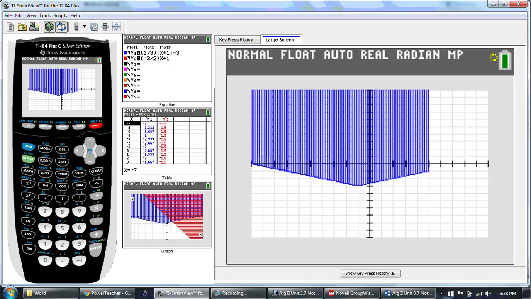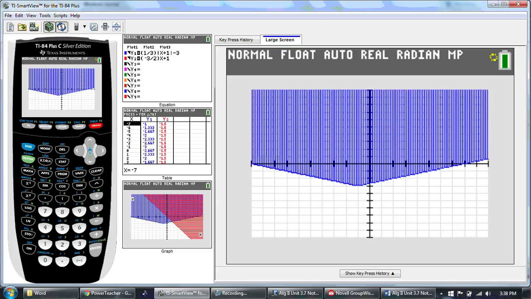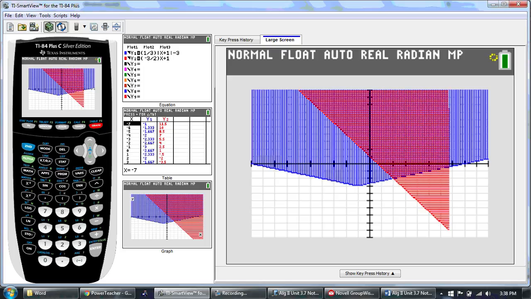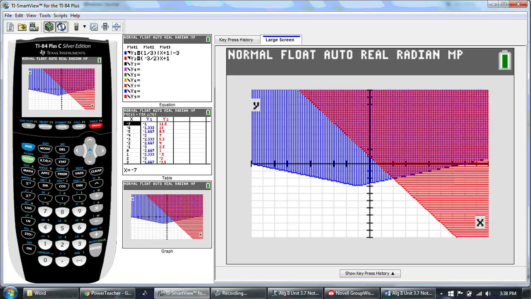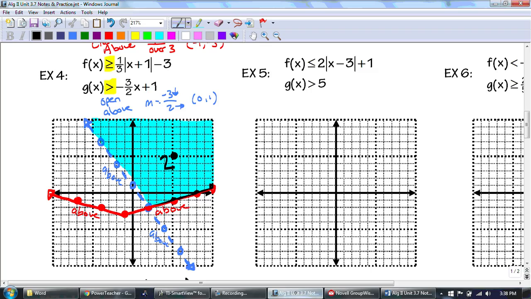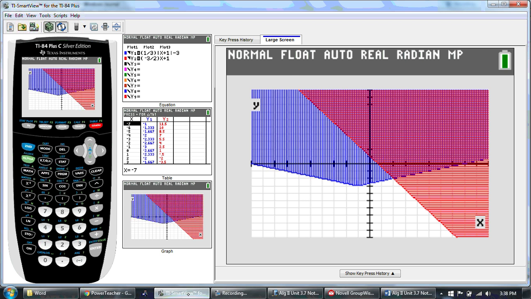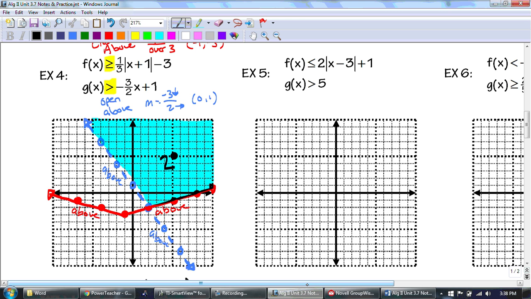The calculator shades everything. And then there's my linear inequality. You can see where they overlap, that's where your answer is. And you can see where we shaded is where it overlaps in the calculator.